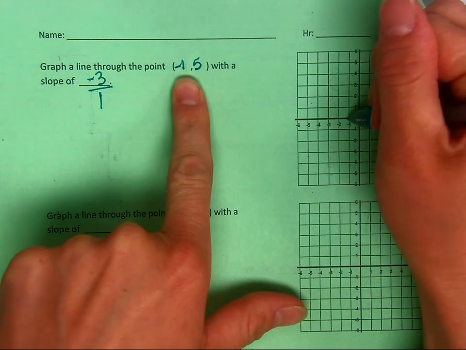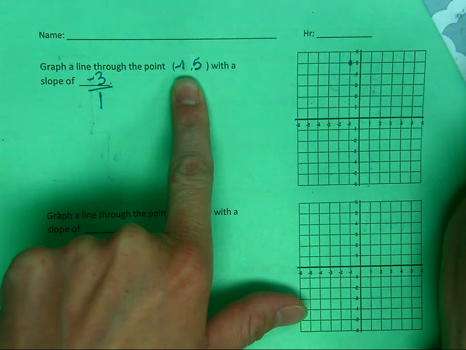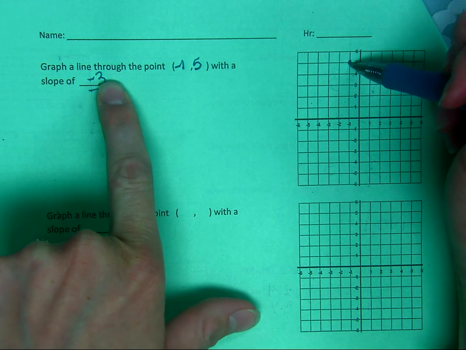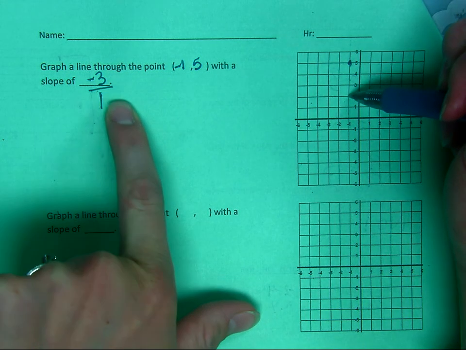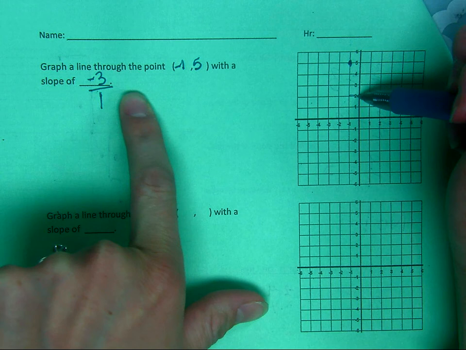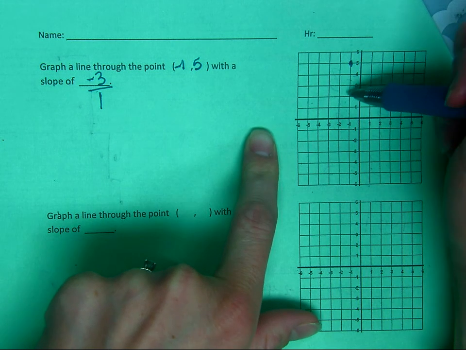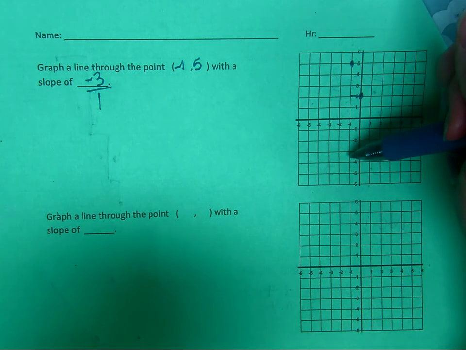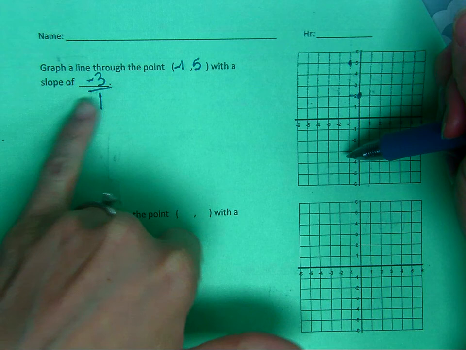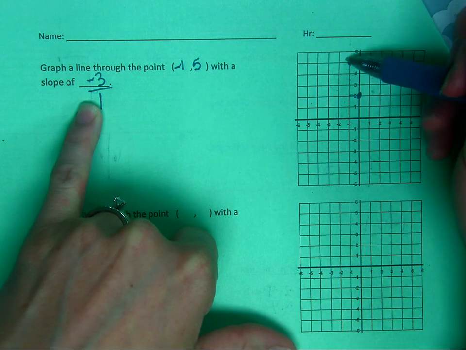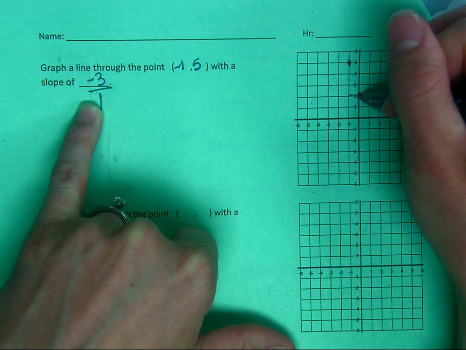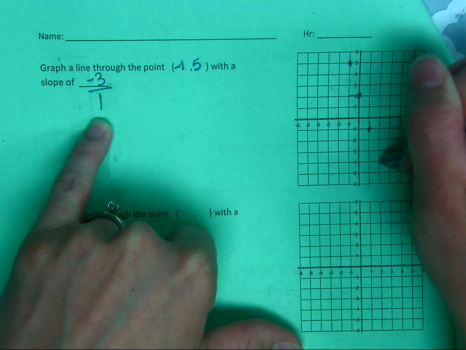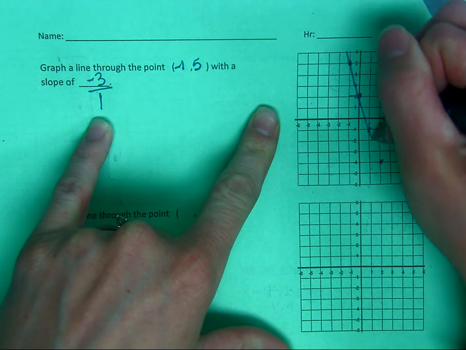So my point -1, 5 is up here. So then my rise is 3, and I can't go up 3, so I have to go down 3. And then to make it negative, I have to go to the right 1. Okay, and if you don't ever go to that right one and you just keep going down 3, it's going to make an undefined slope, which is not a slope of -3 then. So we don't want this straight vertical line. So down 3 and then over that 1, we have a run of 1. Down 3, over 1, draw in our line.